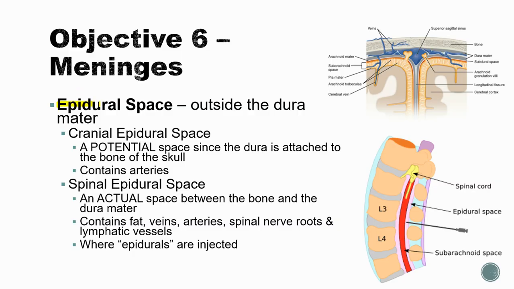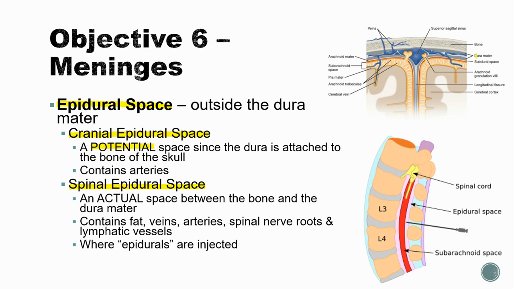First we're going to start with the epidural space, which means upon the dura, so it's going to be outside of the dura mater. It's going to be a little bit different in the cranial region around the brain versus the spinal cord, so we have 2 different types of epidural space. In the cranial area, it's what's called a potential space.